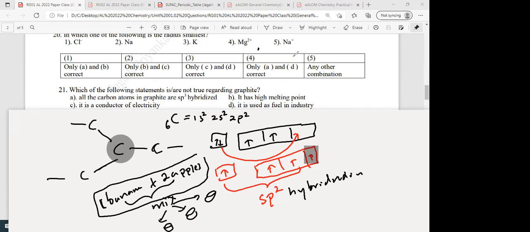Therefore, 1 electron remains. This is a non-bonding electron. These non-bonding electrons can conduct electricity. These non-bonding electrons in the valence shell are important for electrical conductivity. Is that clear? That's why graphite conducts electricity. I'll put a dot here. That is the non-bonding electron. The other 3 electrons are involved in the bond formation.